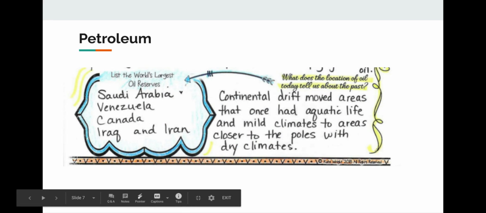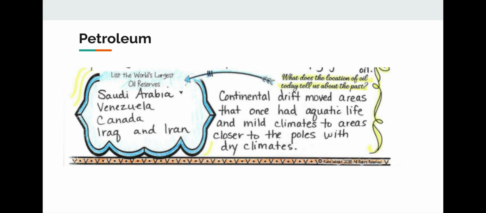So the places where we see the largest oil reserves on our planet are Venezuela, Canada, Saudi Arabia, Iraq, and Iran. Saudi Arabia actually, I believe, has the largest oil reserve at the moment. So when we look at these areas, it actually tells us something about our past. Continental drift moved areas that once had aquatic life and mild climates to areas closer to the poles and with drier climates. So what we actually see is three of the largest oil reserves are Saudi Arabia, Iraq, and Iran, right? These are all in the Middle East. That area is very much a desert.